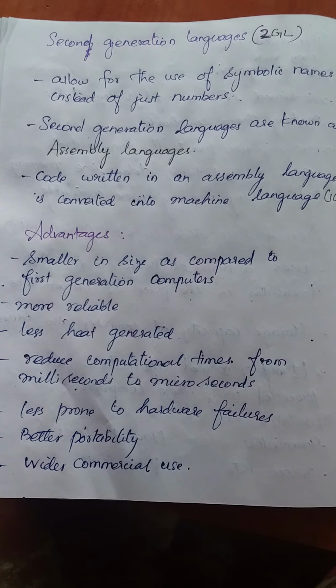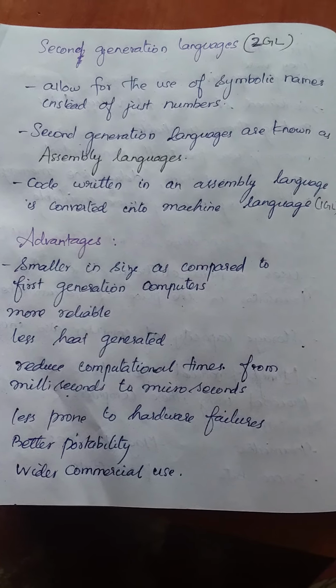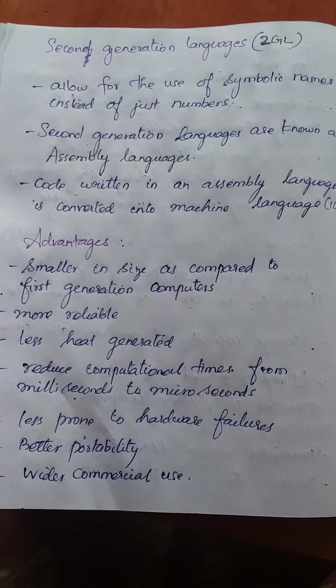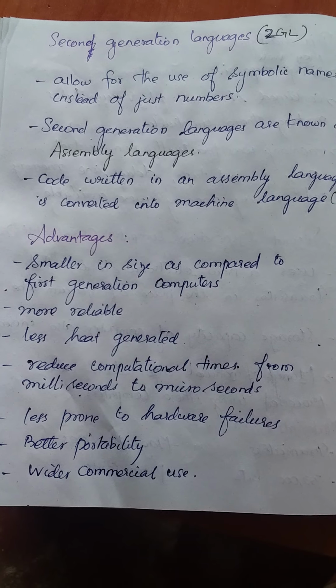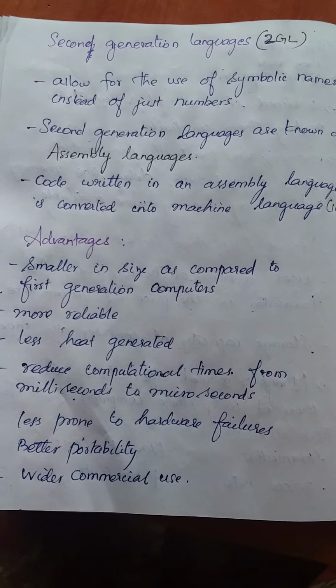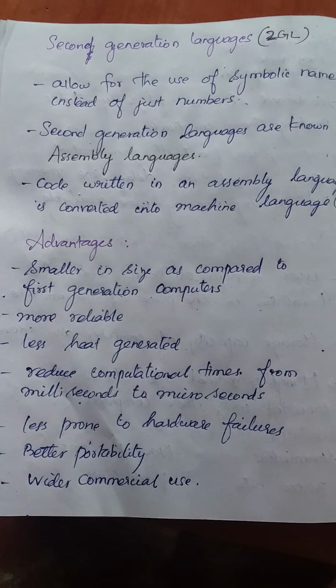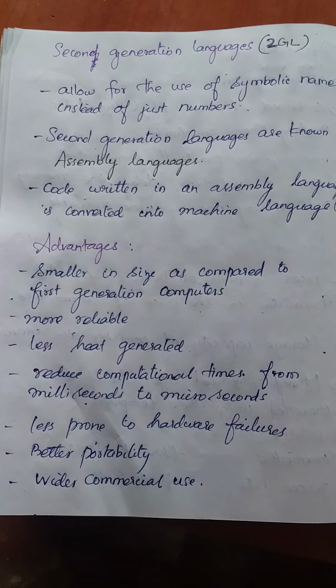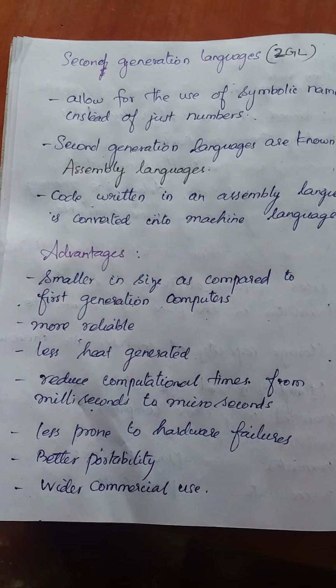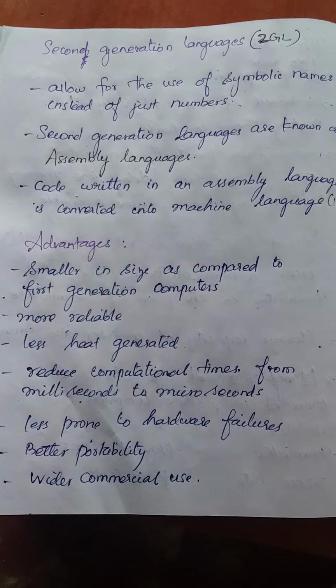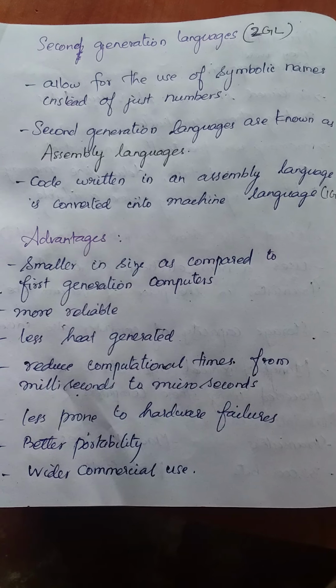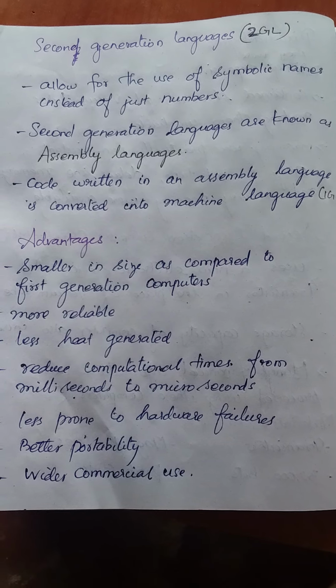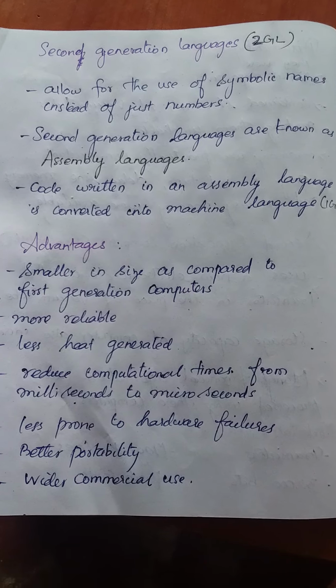Advantages of second generation computers are that they are smaller in size compared to the first generation, more reliable, that is, error free. They produce less heat, and they increased the speed of computation and portability. Commercially, since they can perform financial computations also, they are used for commercial purposes.